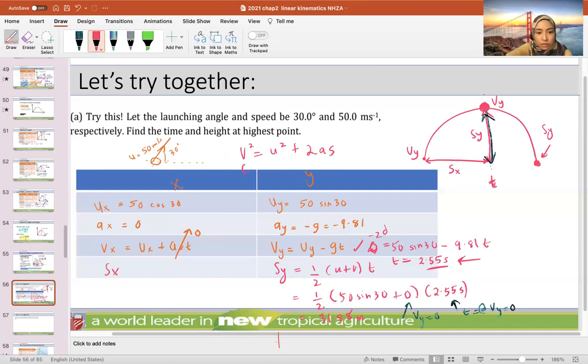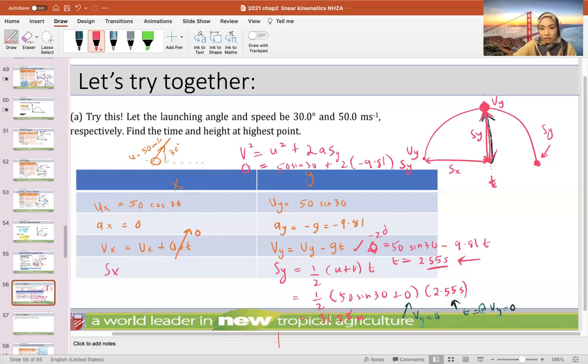So V, you should use 0. Kenapa pakai 0? Sebab nak cari maximum height. Therefore, this one is SY over here. Okay, so U is 50 sine 30. Plus 2 minus 9.81 and we solve for S, Sy, dekat maximum point, dekat tempat yang V equals to 0. Okay, I cannot emphasize that enough. Selalunya orang buat mistake kat situ.